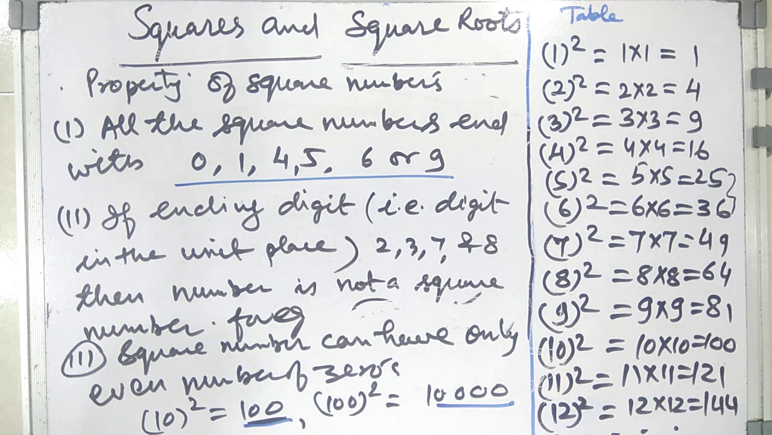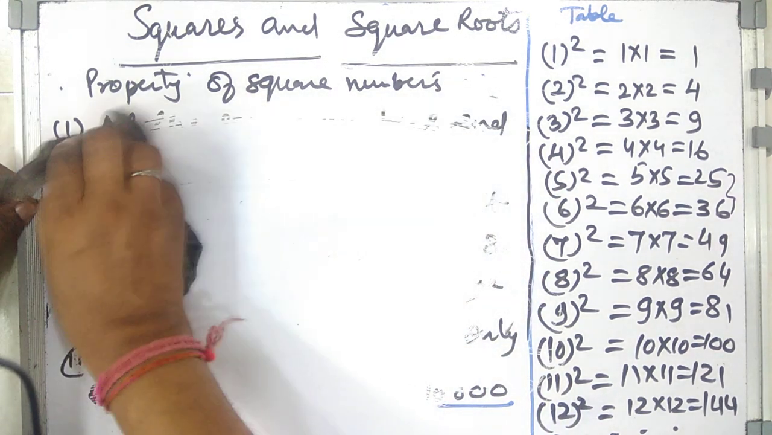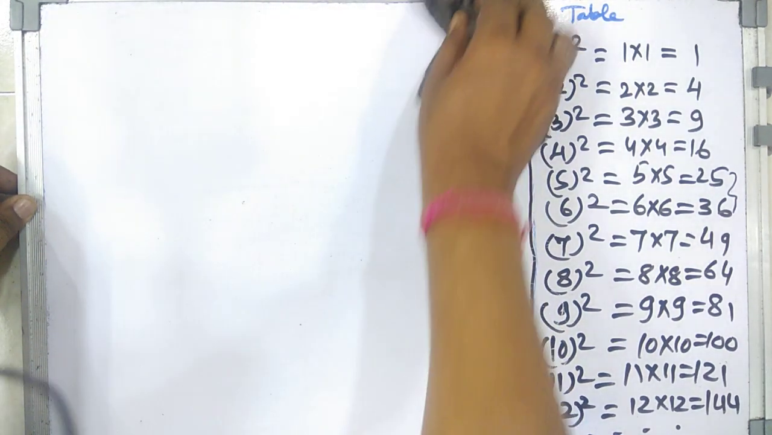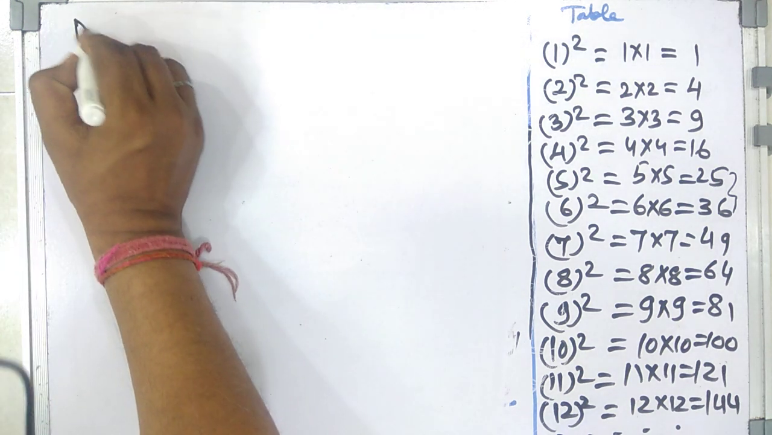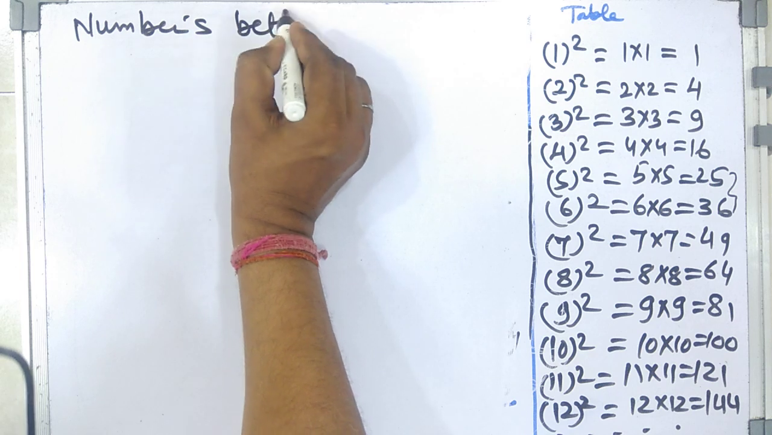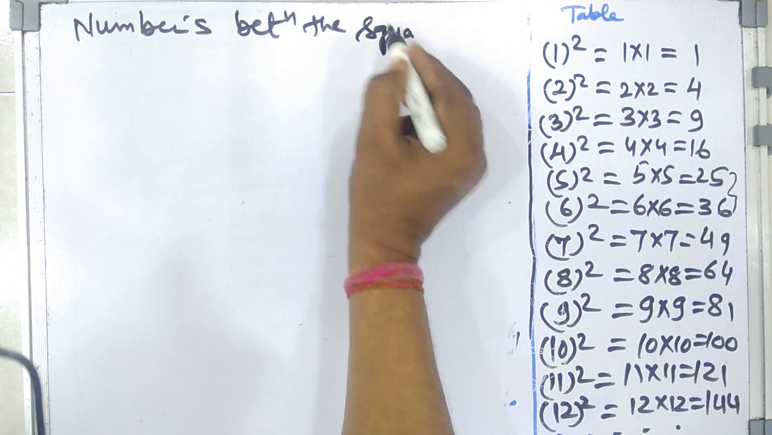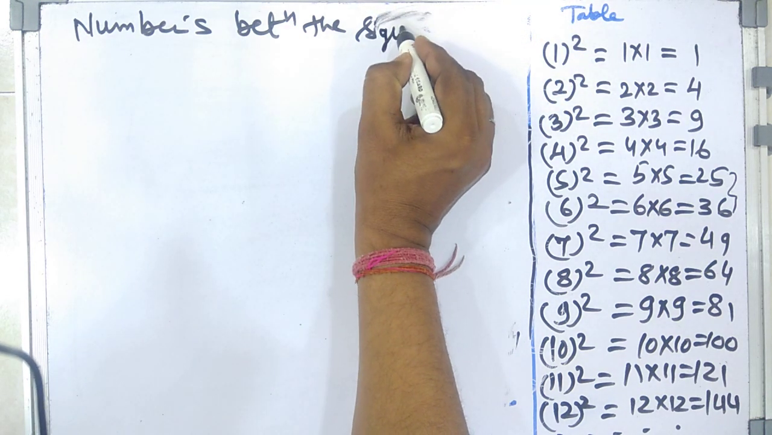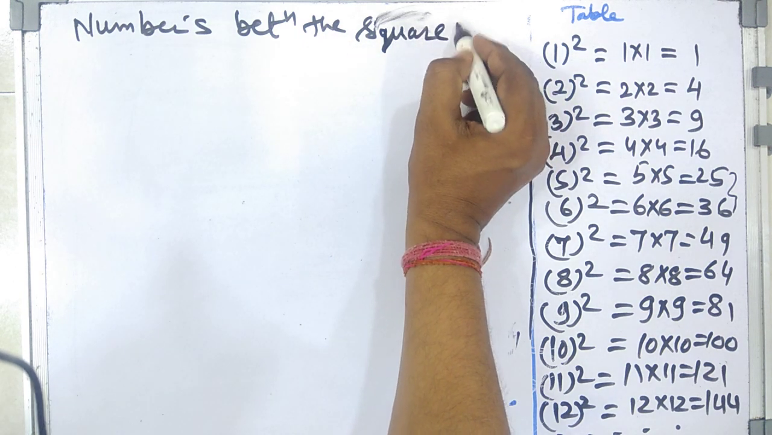Next, students, numbers between the square numbers. How do we count the numbers between the square numbers, students?